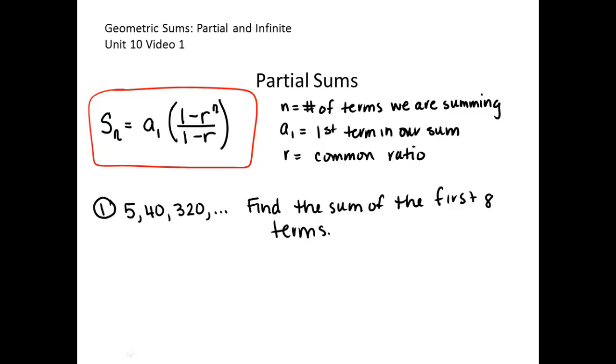Alright, let's go ahead then. I'm going to find S sub 8 because I wanted the first 8 terms. I'm going to start with my first term, which is 5. I need to find my common ratio, and to do that I'm going to divide the second by the first, so I get a common ratio of 8. So this is going to be 1 minus 8 to the, it just happens to be 8th power, all over 1 minus 8. It's very important that you type this into your calculator very carefully.